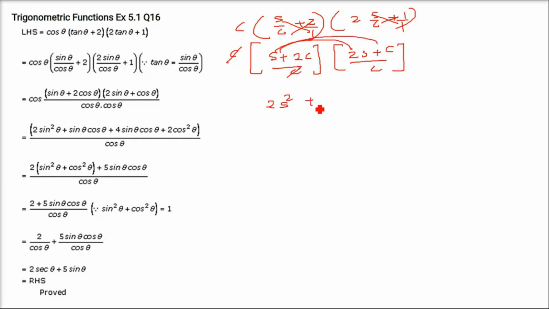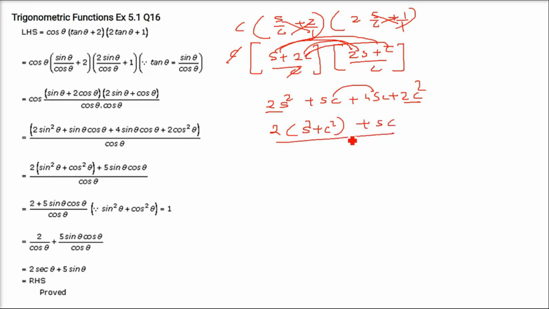This is sin cos, and this is 2 times 2, 4 sin cos. And this will be 2 cos into cos, that is 2 cos square. And cos square is there. So let me just leave it right now. Here, if you see, this is 2 sin square and 2 cos square. Take 2 common, sin square plus cos square. And this is sin cos and 4 sin cos, so 2 sin cos and 4 sin cos. So it will be 5 sin cos by, of course, cos. Now this sin square plus cos square is 1. So you have (2 plus 5 sin cos) by cos.